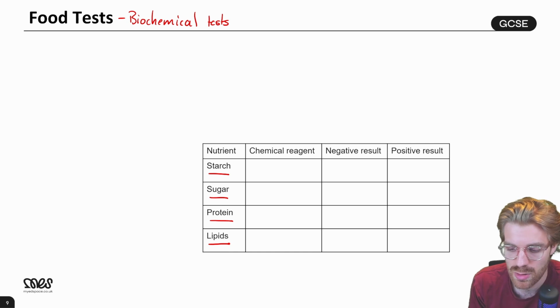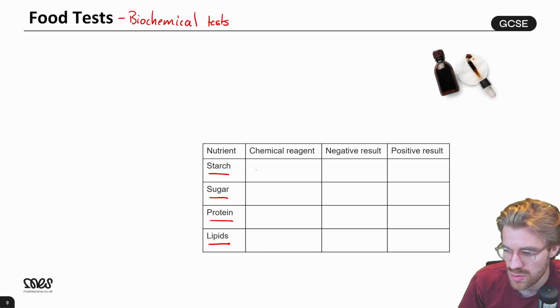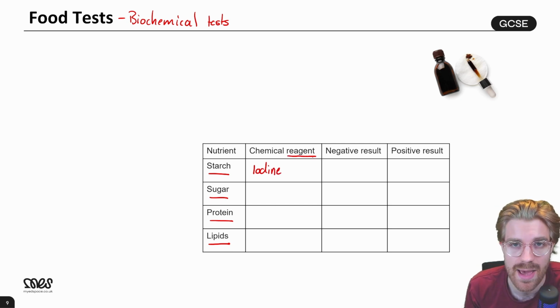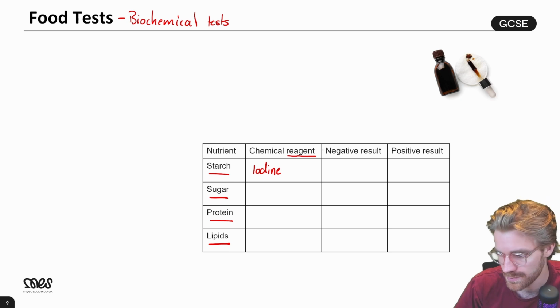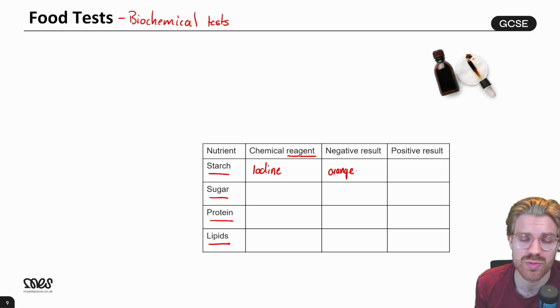Okay, let's talk about our starch test first. Well, our starch test, we are going to use the reagent iodine. Now, the word reagent here just means the chemical that we are going to use to test with. Now, the iodine starts off as an orangey brown color. And if there is no starch present, it won't change color. It will remain an orange-brown color.